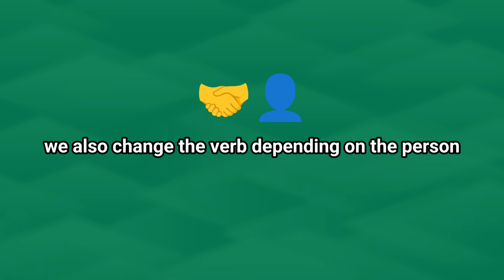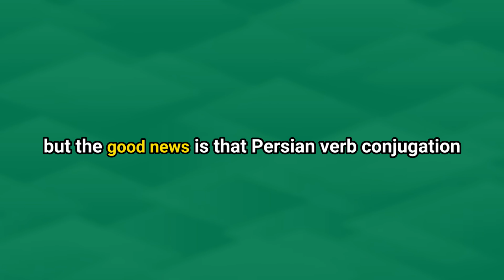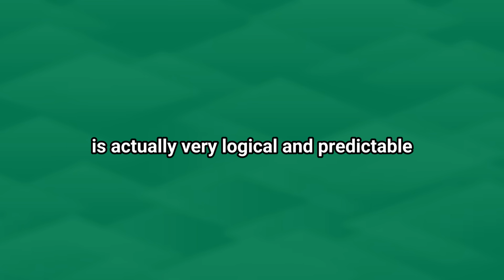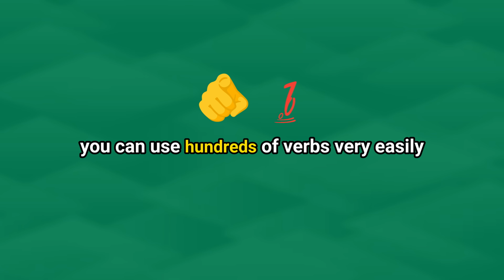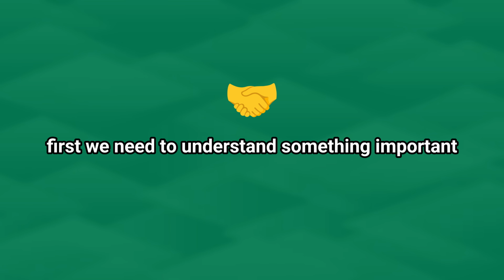In Persian, we also change the verb depending on the person. But the good news is that Persian verb conjugation is actually very logical and predictable. Once you understand the pattern, you can use hundreds of verbs very easily. First, we need to understand something important.